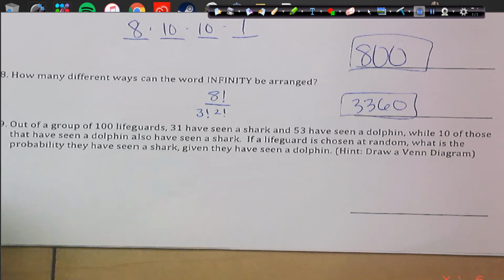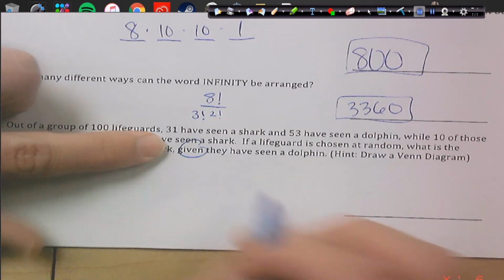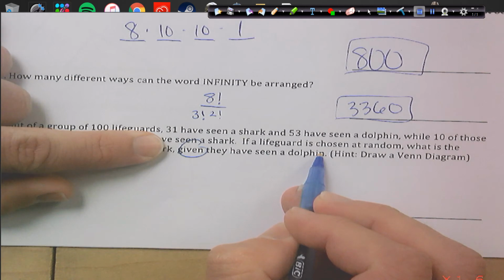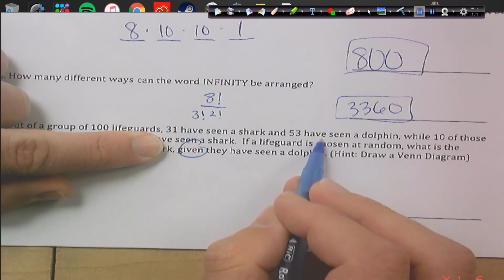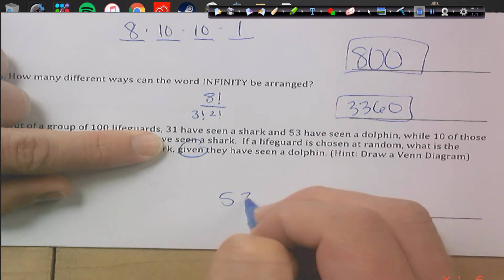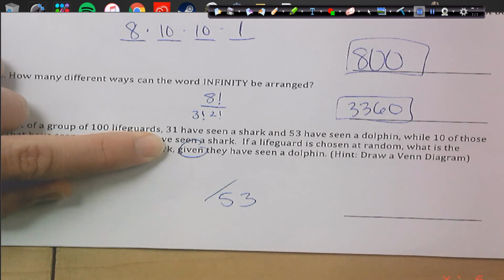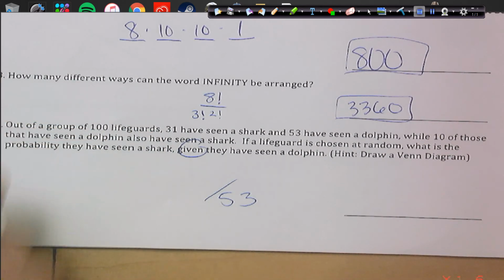Okay, here's the key. Word given. Ignore the shark, just right now. Given they've seen a dolphin. So ask yourself, how many people have seen a dolphin? And the answer is 53. So my sample space is now down to 53. Okay, so I was at 100, now I'm down to 53.